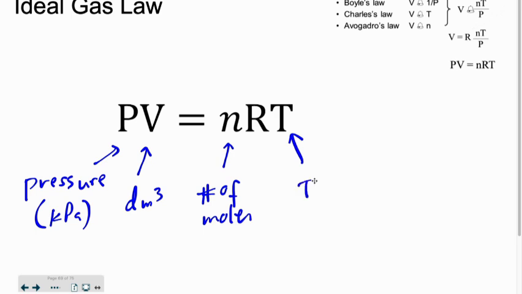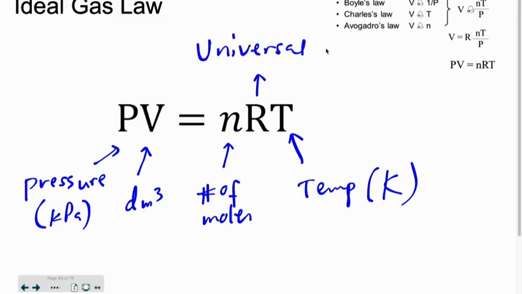T is our temperature in kelvins. And then R is known as the universal gas constant. And this has different values. In our case, in IB, we are going to be using this value, 8.314.